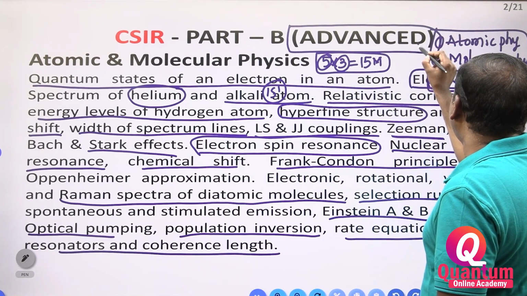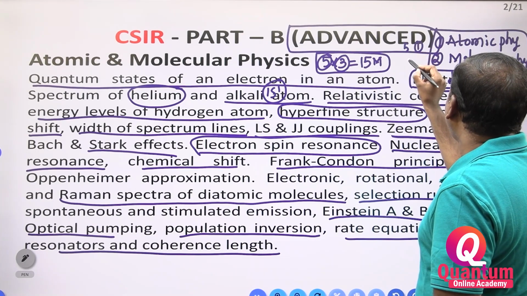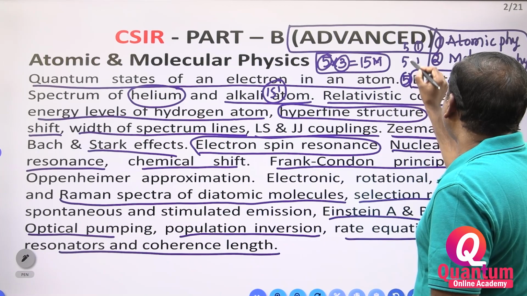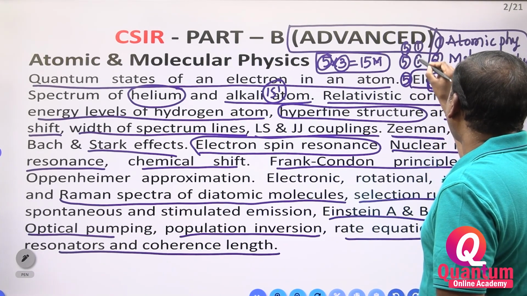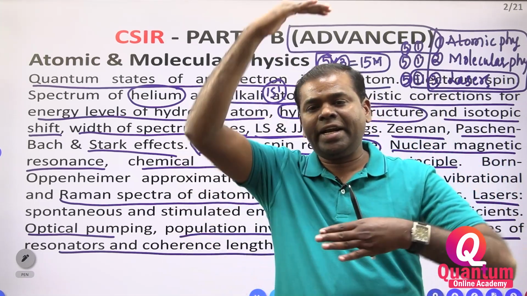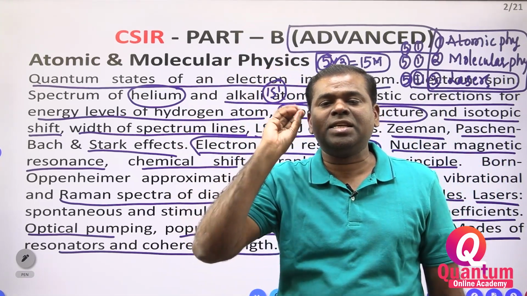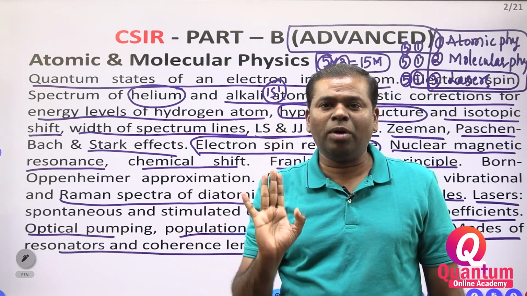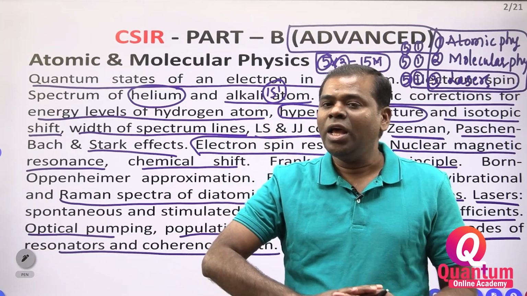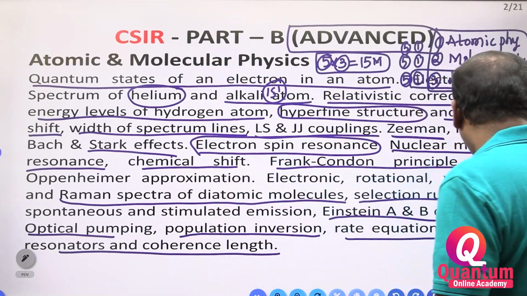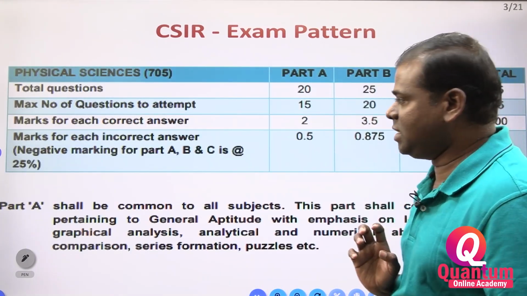From each and every area, 5 marks you will get in the CSIR examination. From each area, only 1 question you will get. If you read the entire paper, you will get only 3 questions in CSIR, only 3 questions from atomic and molecular physics. Please remember, you won't get more than that. Clear? So this paper is also very, very important. 15 marks weightage is there.